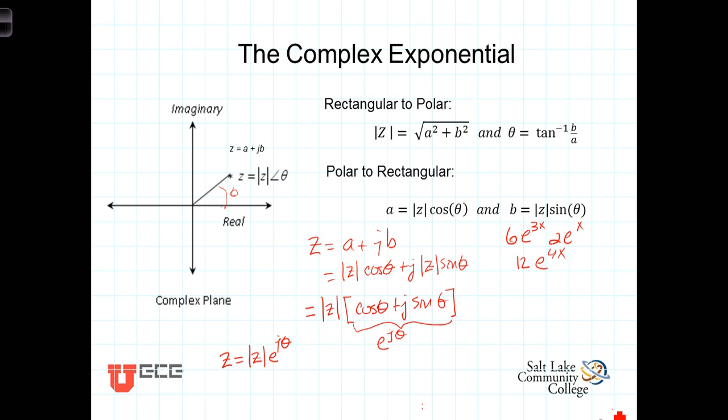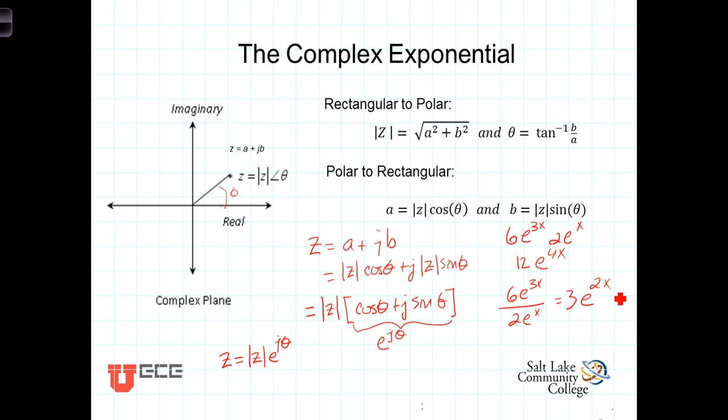Similarly, if we wanted to divide 6e to the 3x by 2e to the x, you simply divide the coefficients. 6 divided by 2 is 3. And you subtract the exponents. 3x minus x is 2x, and we would have 3e to the 2x.